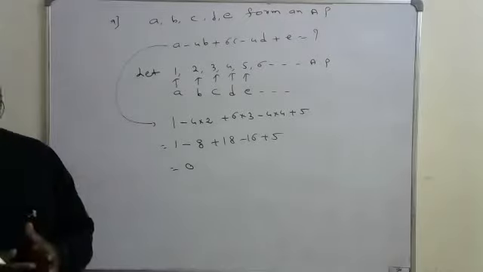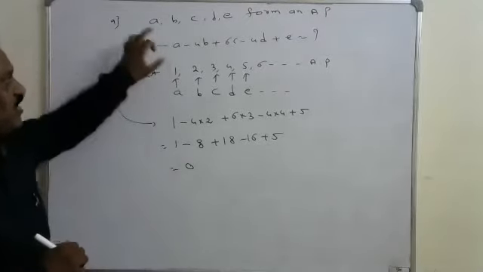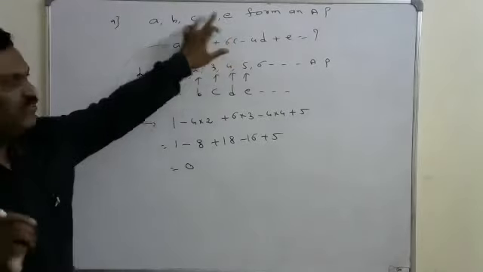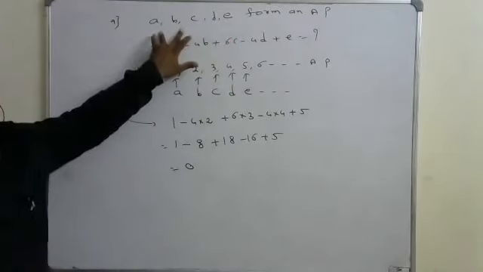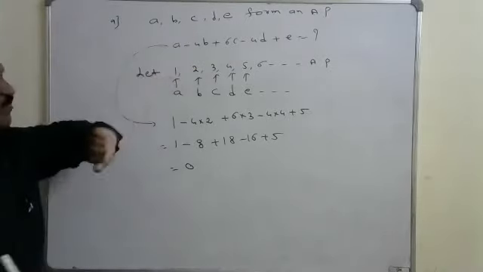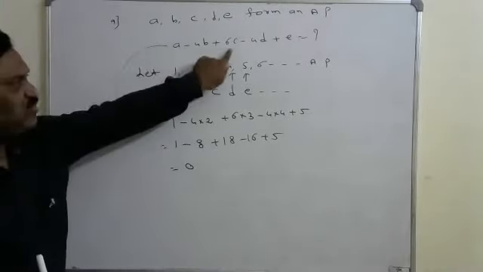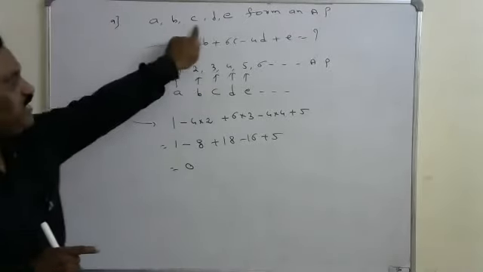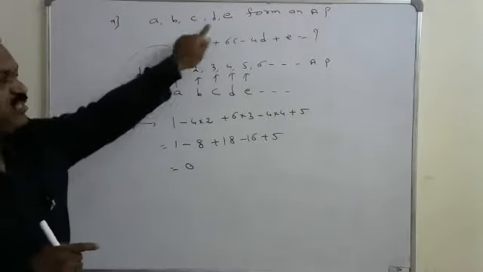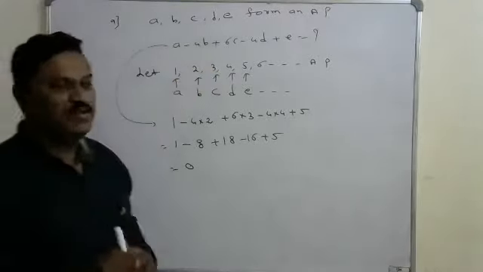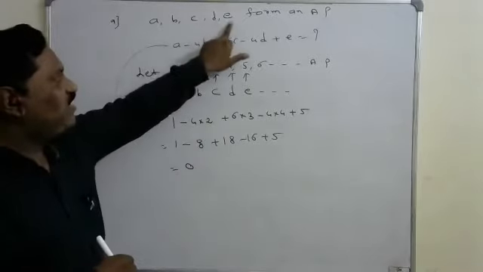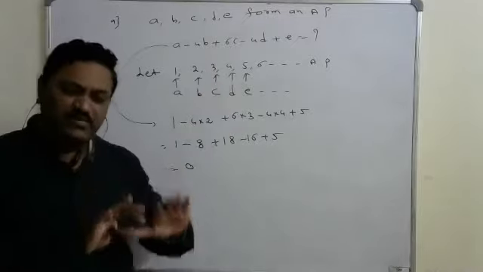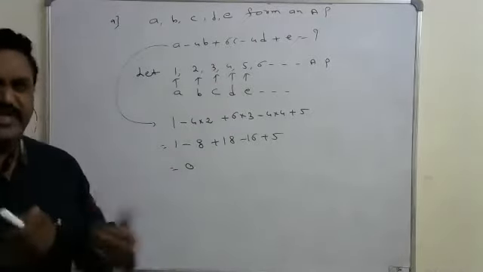If you go by the procedure, it may take some time. Why? Because if A, B, C, D, E form an AP, we know the condition that if any 3 terms are in AP, we have to take 2B equal to A plus C. Similarly, B, C, D are in AP means 2C equals B plus D. We have to apply that condition and simplify. Similarly, C, D, E are in AP means 2D is equal to C plus E. So that condition we have to apply. Then we have to simplify everything. So it will take some time.